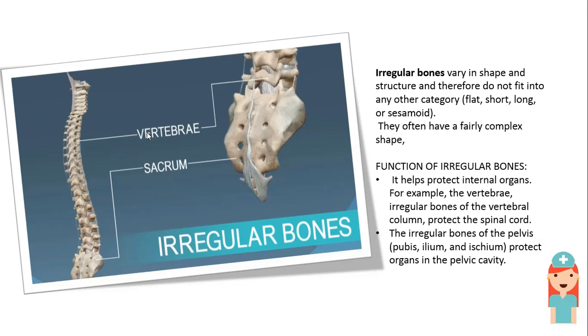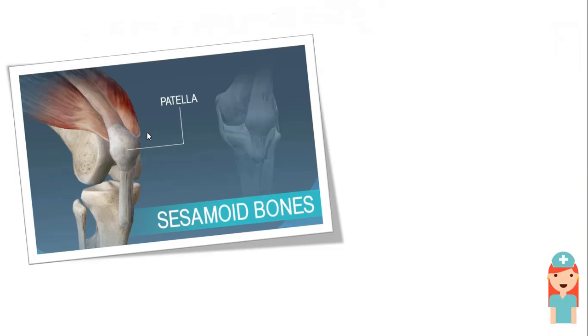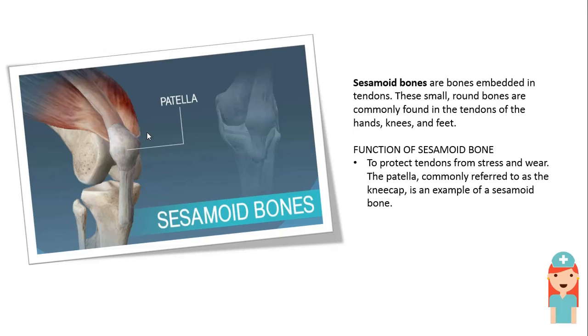What the irregular bones do is help to protect the internal organs. So this is what the irregular bone does. Let's move on to the sesamoid bones. Sesamoid bones are present in the patella.